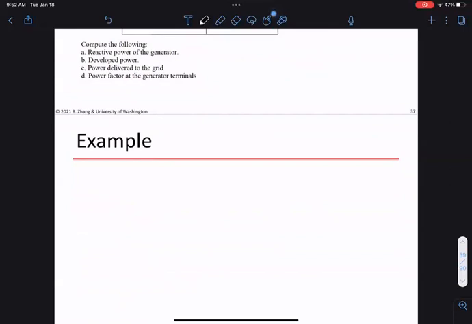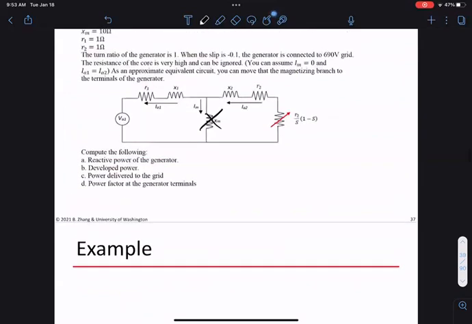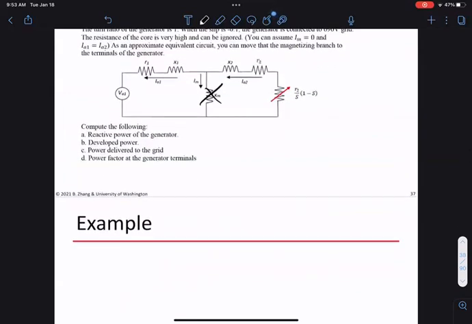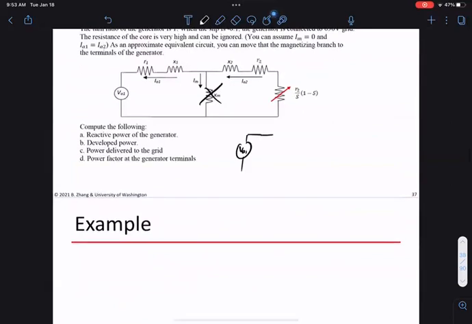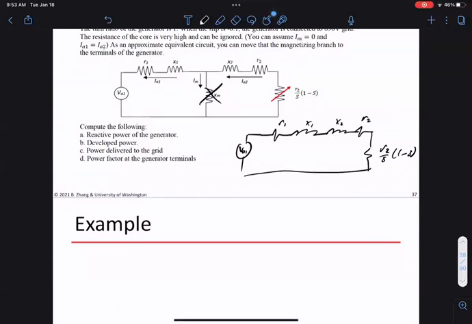So let's compute first the reactive power of the generator. What does reactive power do? We're going to ignore the center branch. What we have is some grid that's fixed, with R2, S1 over S, R2, X2, X1, R1. So I want to compute, how much reactive power do we have in this grid?